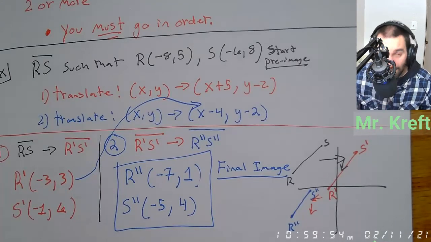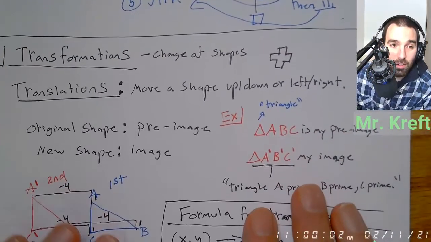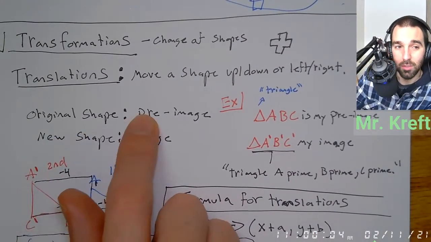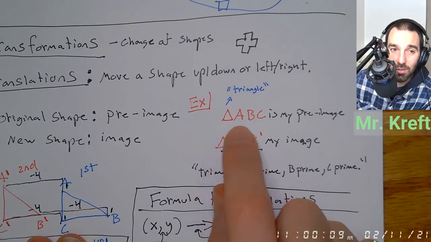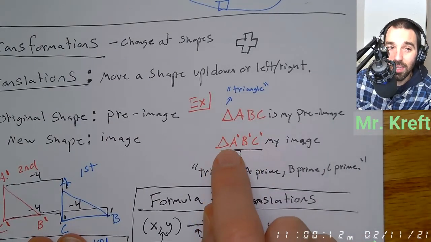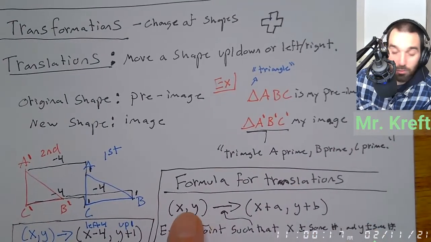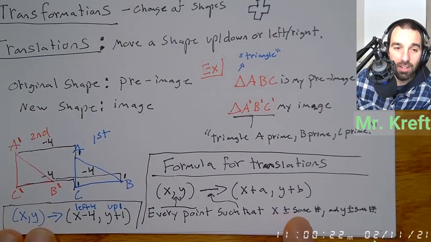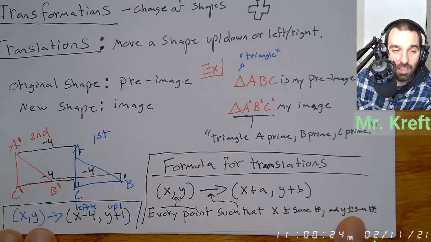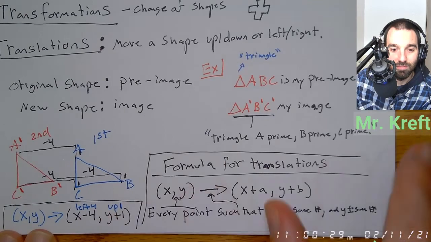Okay. So, hey guys, that is everything I wanted to cover today. So just to recap everything that's really important, okay? The original shape is called the pre-image. The new shape is called the image. So an example of this is triangle ABC is my pre-image, and then triangle A prime, B prime, C prime is my image. Okay? We have this formula, and all that means is you're taking every point such that X plus or minus something and Y plus or minus something. Okay? So the example here is I went left 4 and I went up 1.